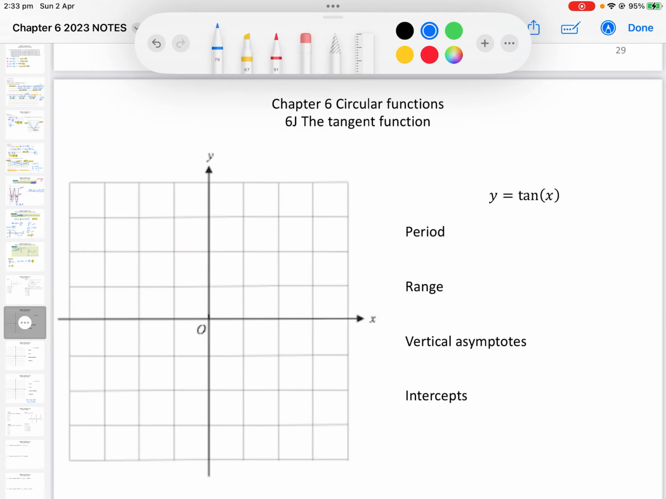Today we're going to learn how to do some tan graphs. So first thing we need to remember is that tan x is equal to sine x over cos x. So when cos is 0, tan is undefined. So tan is going to be undefined at all the odd multiples of pi on 2.